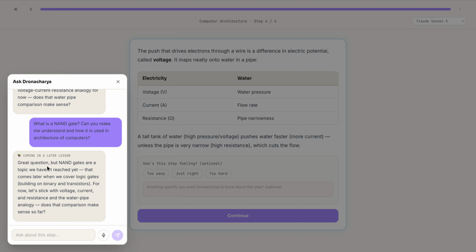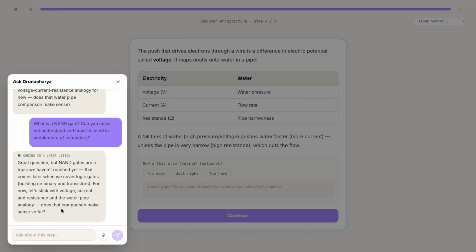Great question. But NAND gates are a topic we haven't reached yet. That comes later when we cover logic gates, building on binary and transistors. For now, let's stick with voltage, current, and resistance and the water pipe analogy. Does that comparison make sense so far?